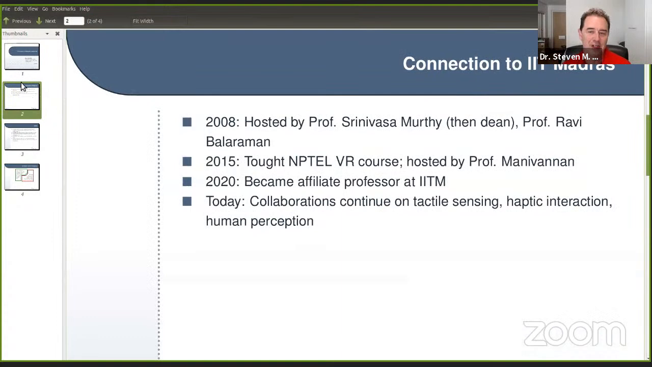Before getting into that, I just want to explain a little bit about my connection to IIT Madras. I've had a very wonderful and fond connection to it going back to 2008 when I visited the campus the first time. My visit was hosted by Professor Srinivasamurthy, who was then the dean, and I think he became director later at some point. He's actually the father of a friend of mine, Siddhartha Srinivasan, who's a professor at University of Washington now. So I sort of had a little inside connection back then. And Professor Ravi Balaraman of the Computer Science Department was also hosting me then.